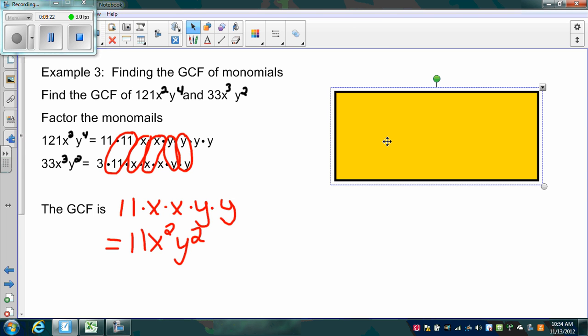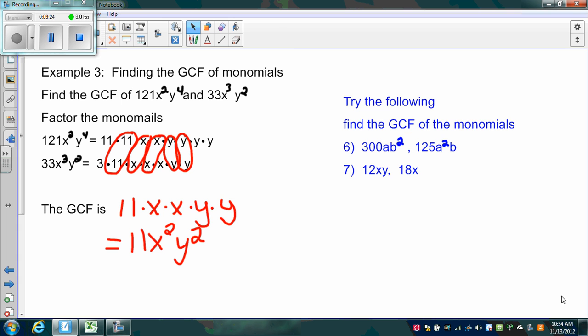So what I want you to do now is to try the following two sets to find the GCF of 300ab squared, 125a squared b, and then do the same thing for 12xy and 18x.